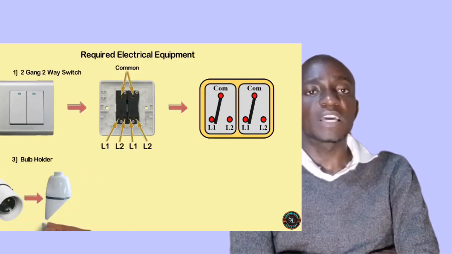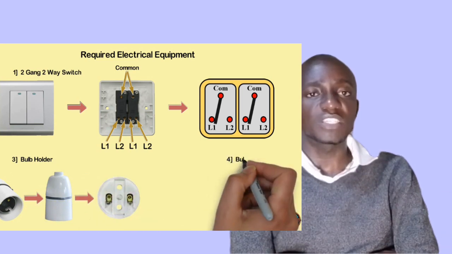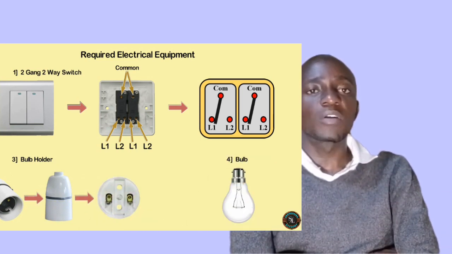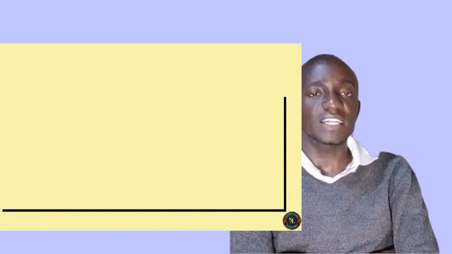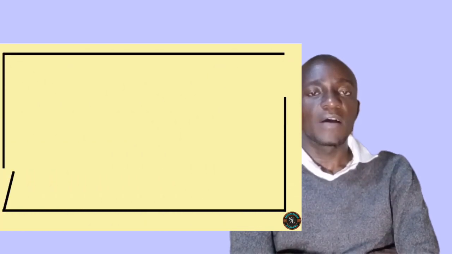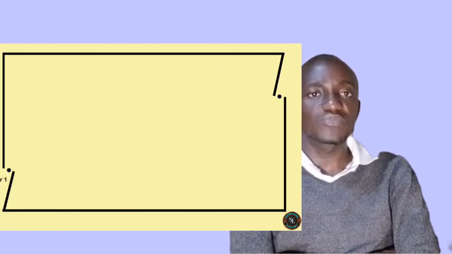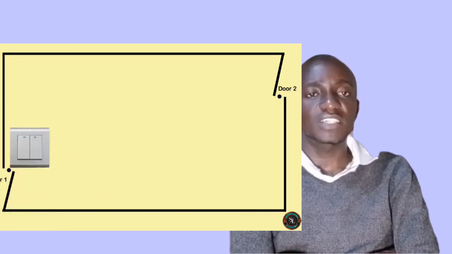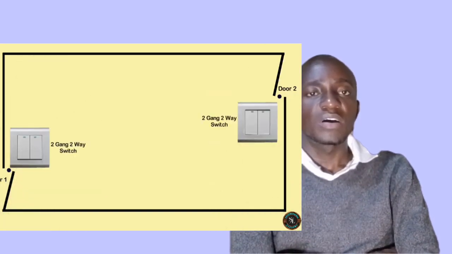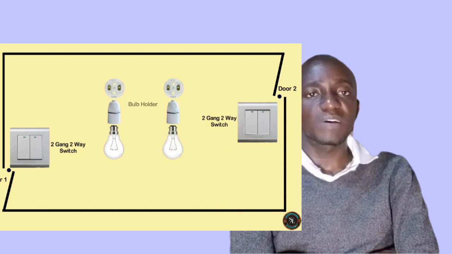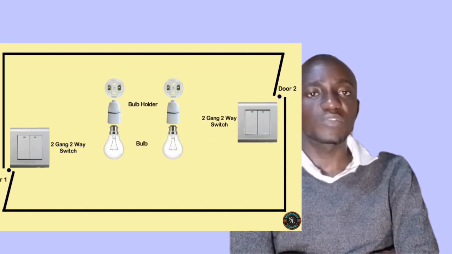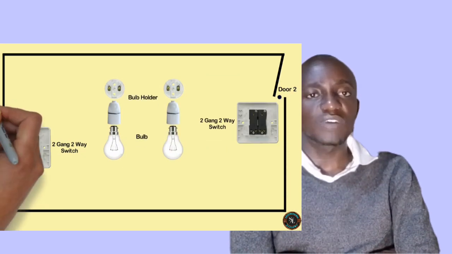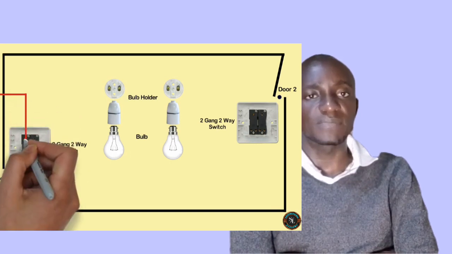So the common of the first switch is where we connect the live from the supply or from the distribution board, and the common of the second switch acts as the live of the lamp. Then L1 is connected to L1 and L2 is connected to L2. Then we know that neutral doesn't pass through the switch, so it moves all the way to the lamp. That's how we do a two-way switching connection.